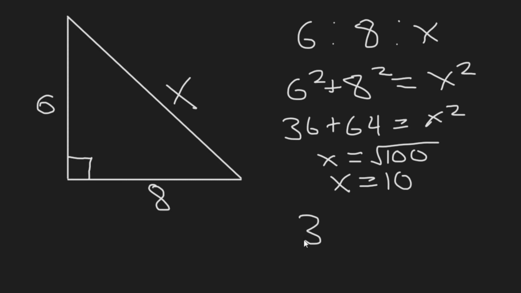The quicker method is recognizing that 6 to 8 to x is the same thing as 3 to 4 to 5 as a ratio. Because we know how to solve ratios, we can simply multiply the 5 by 2 and we get that x is 10.